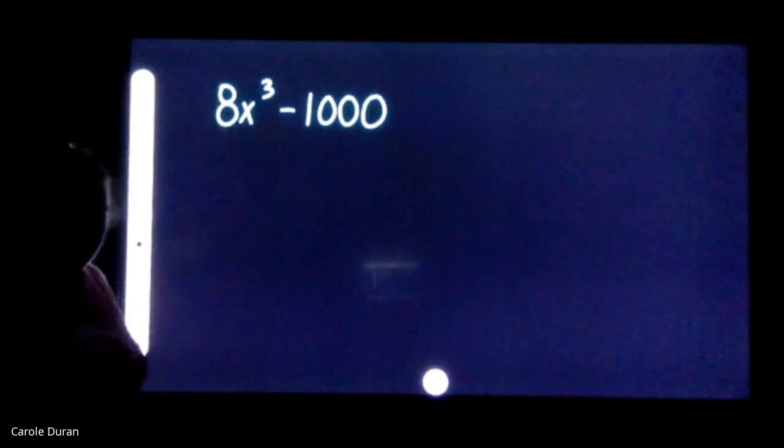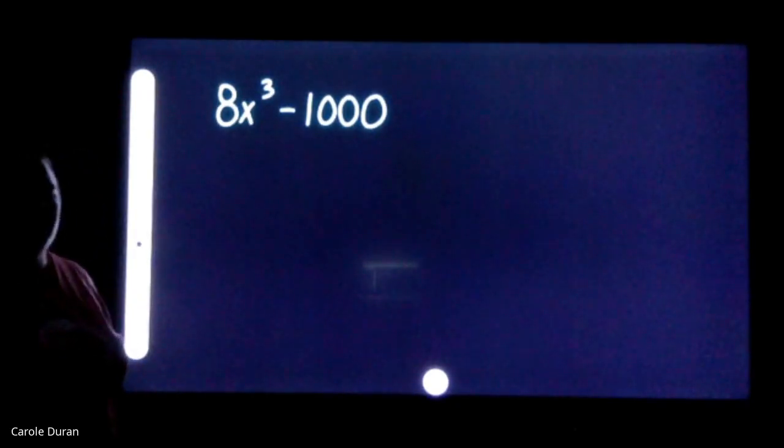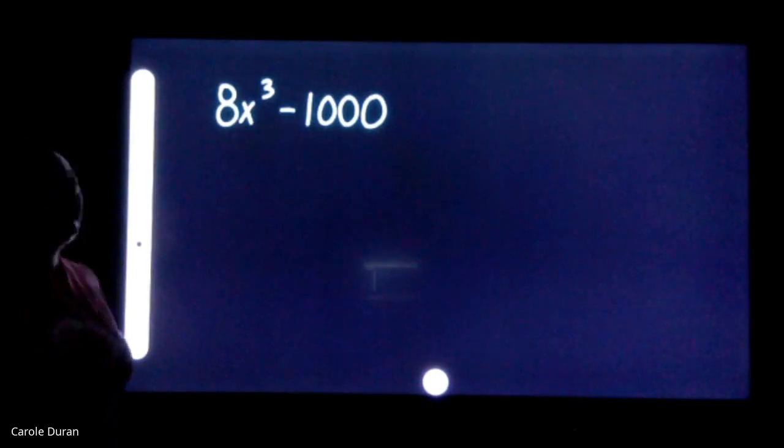A lot of times, we don't necessarily know what the cube root of a number is. So I'm not going to make you try and guess it. If you know it, that's fantastic. Or if you have a way to figure it out, awesome. You can also use a calculator.